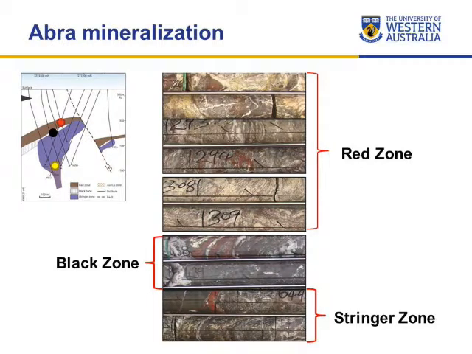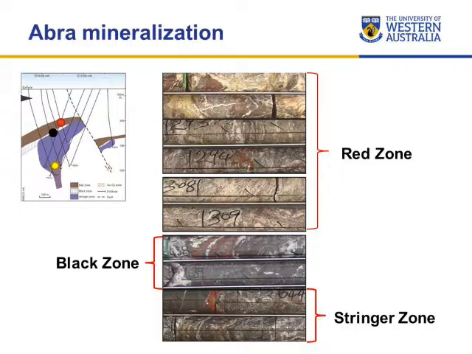There are a few pictures of the actual mineralization. So this is the red zone on top, the black zone where most of the lead and zinc are, and then the stringer zone beneath.